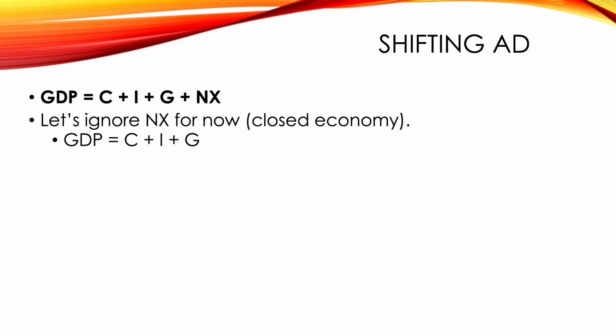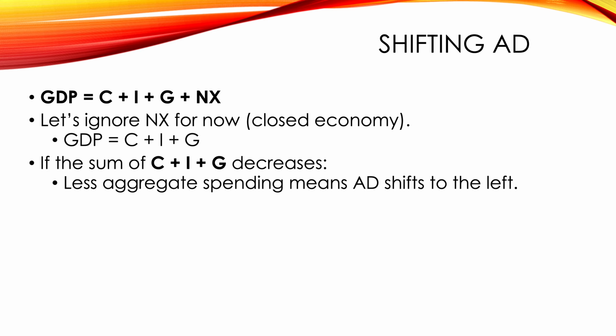So now, GDP is going to be equal to C plus I plus G: consumer spending, investment spending from firms, and government spending. Now, this is pretty straightforward. If the sum of these three components decreases, that means aggregate demand shifts to the left. So maybe consumer spending could go up and investment spending could go down, and government spending could go up. But the point is, if the sum of these things goes down, aggregate demand is going to shift to the left. That is a decrease in real GDP at any price level.